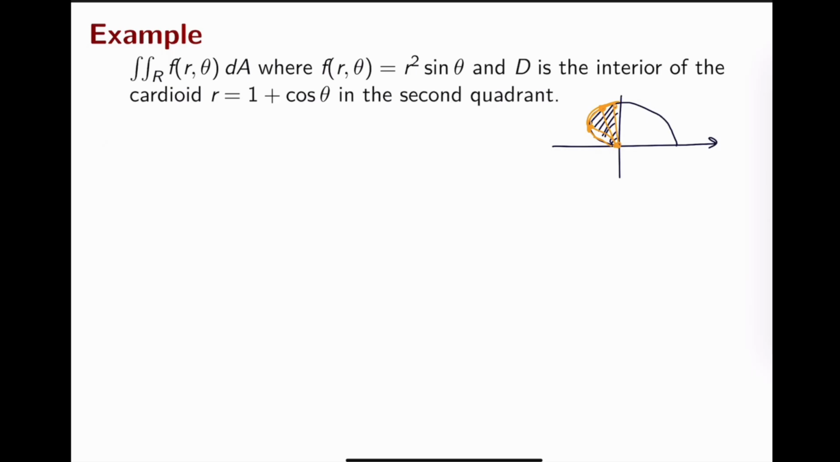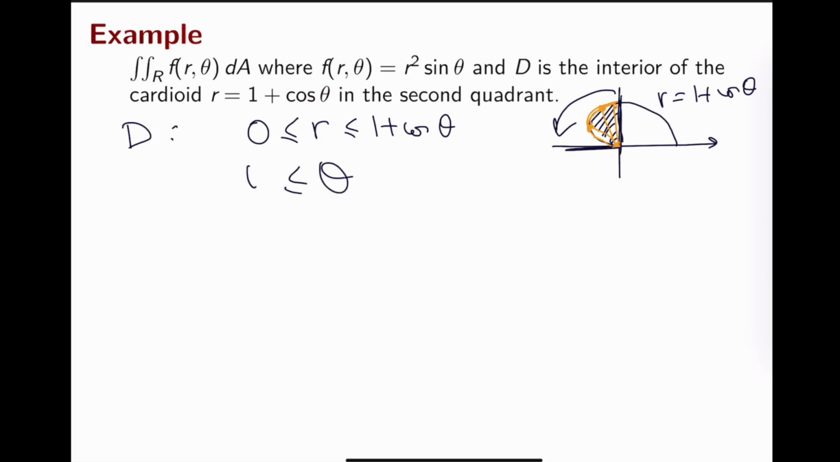Okay, so let's describe the variation of r and theta. So we have that r is going to vary between 0 and this function, which is r equal 1 plus cosine theta. And the angle is going to vary from here to here. So it's going to be varying from pi half to pi.